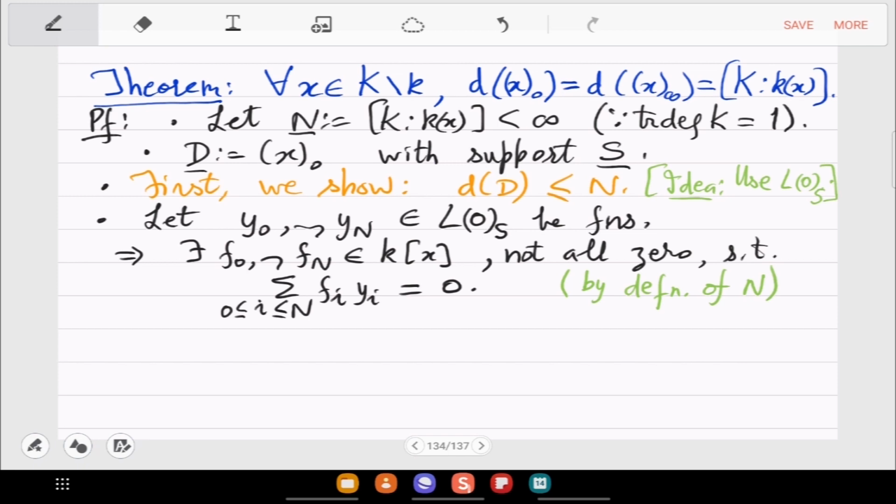So we can assume here that not all the fj0 are 0.